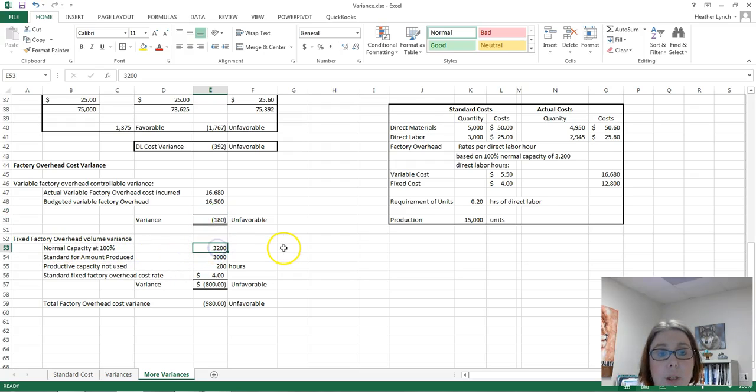Normal capacity, 3,200. Based on our standard cost, we said 3,000. So the production capacity that we're not using is 200 hours. That's revenue that we haven't been able to use. And we set a standard for a fixed cost at $4. So that's unfavorable. Okay. So I hope this gives you an idea of how to do variances. Just understand, walk through the process, see what they're asking, and you should be okay.